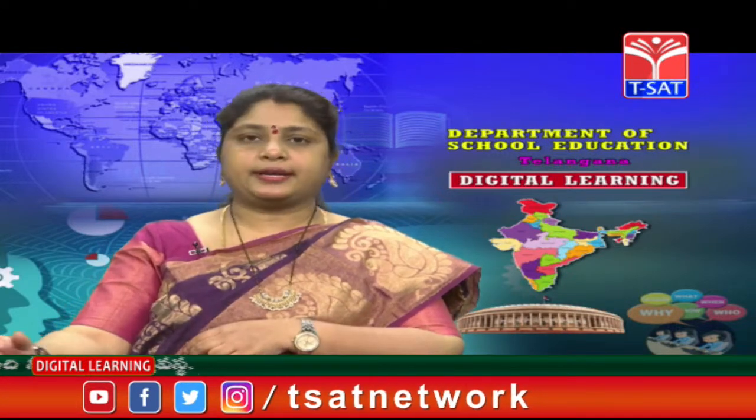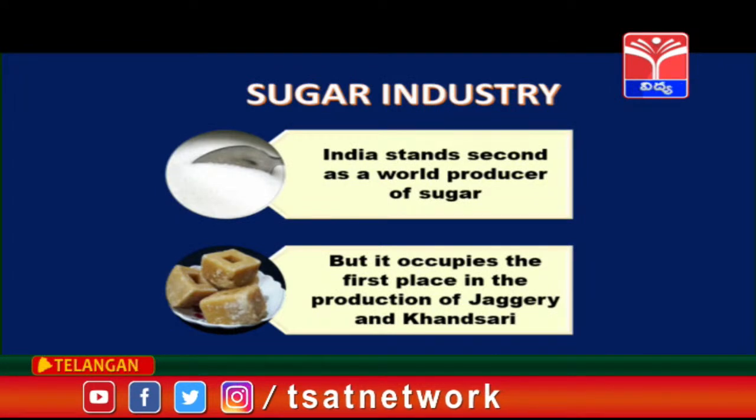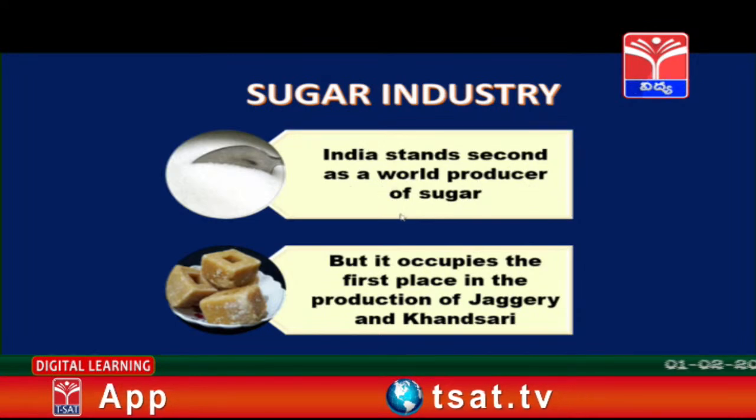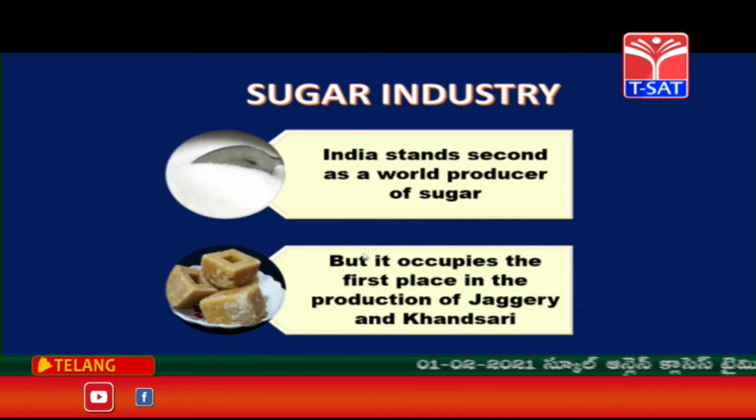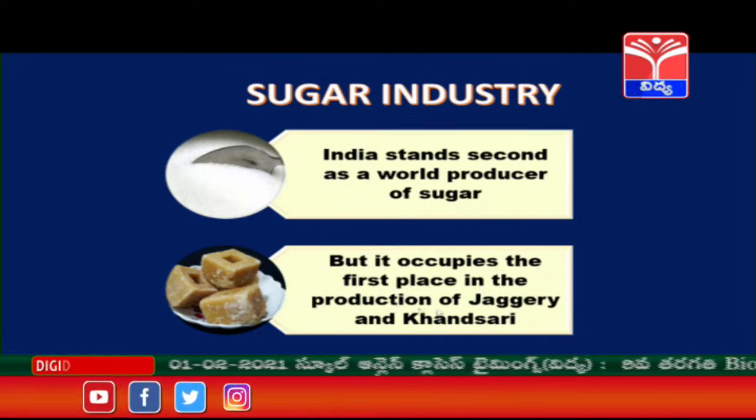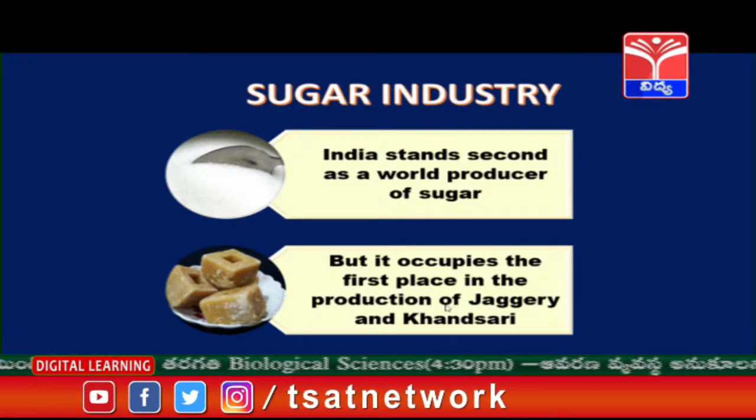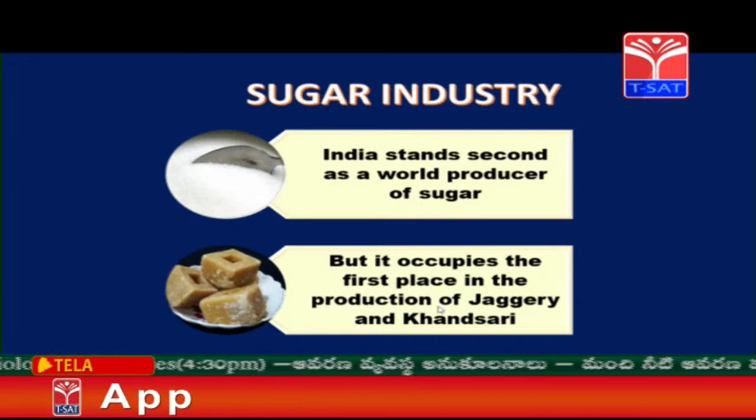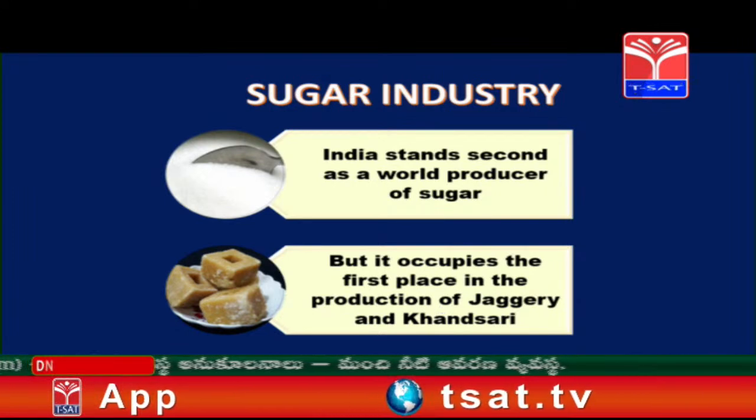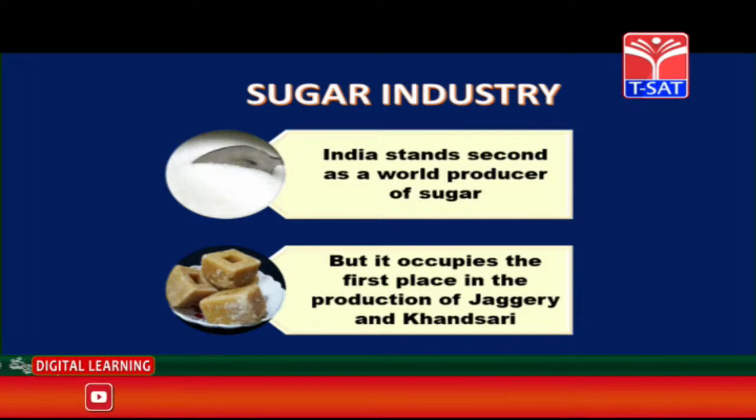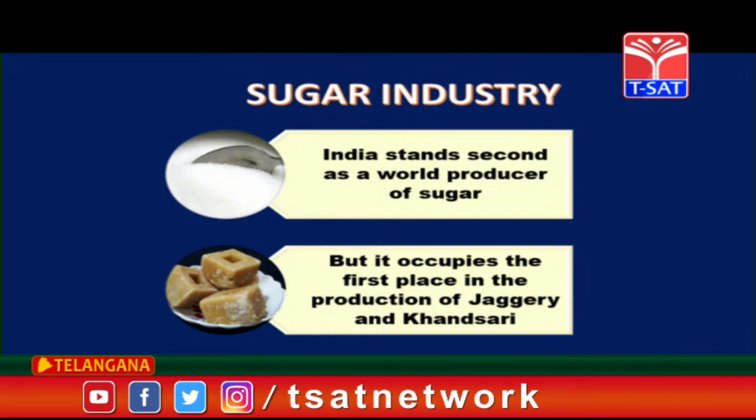Let's move on to sugar industry. So you know sugar, every day we use it in our daily life, right? Then India stands second as a world producer of sugar, but it occupies the first place in the production of jaggery and kansari. This is jaggery. And what is kansari? It is also sugar cubes, small sugar cubes, which generally we use for offering prasadam to the god. Okay, very small. It is called as mishri.